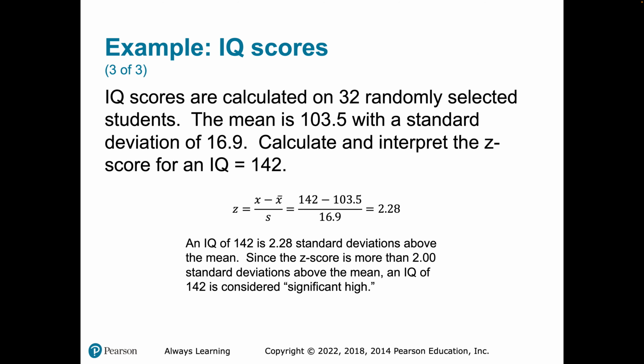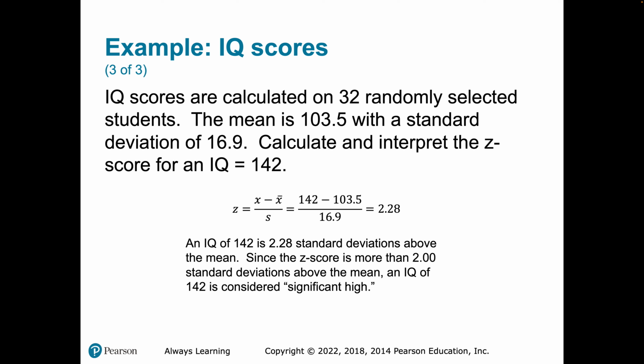IQ scores are calculated on 32 randomly selected students. We have another example here. Mean IQ is 103.5, standard deviation 16.9. Calculate and interpret the z-score for an IQ of 142. 142 is a big old whopping IQ. That puts you up in genius levels. So we're expecting a pretty high z-score.